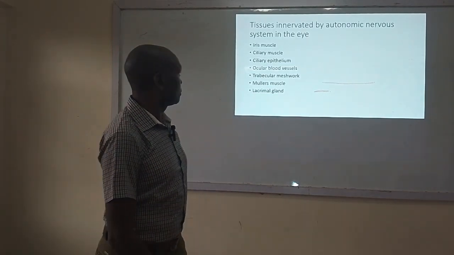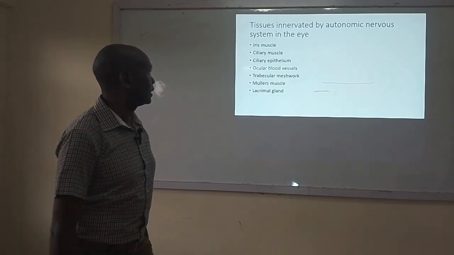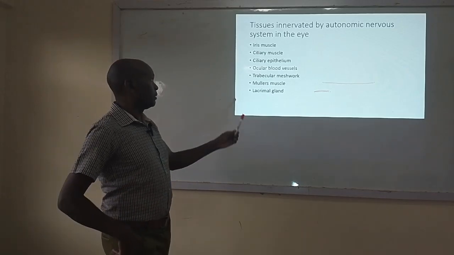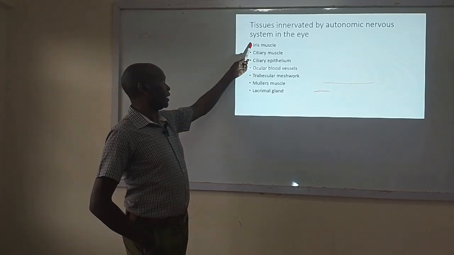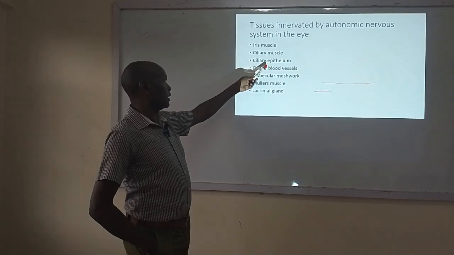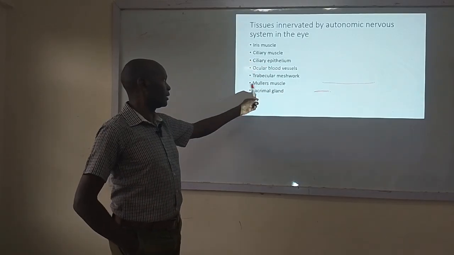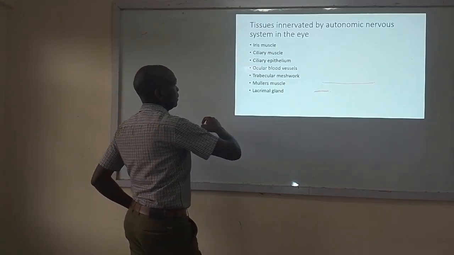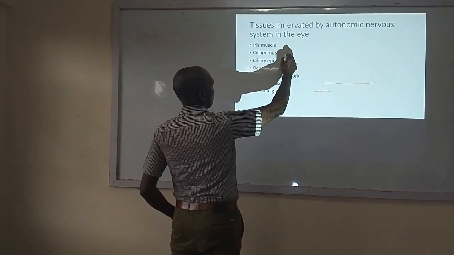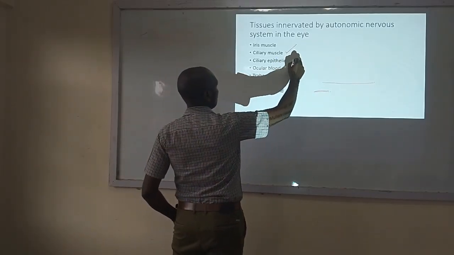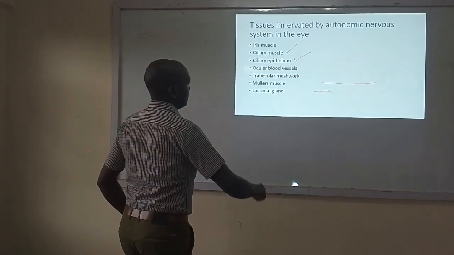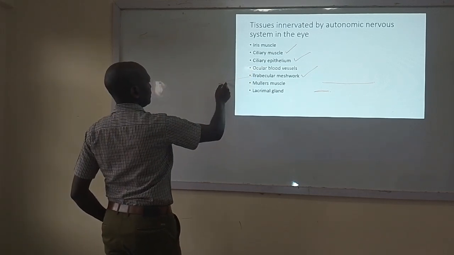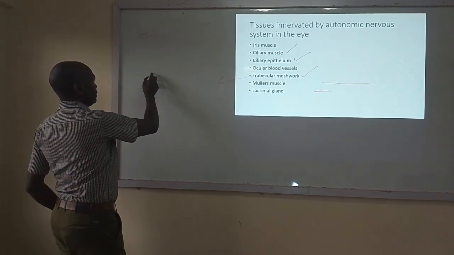This is just the issue to mention about the autonomic nervous system in the eye. These are some of the tissues that are supplied by the autonomic nervous system: the iris, the ciliary muscles, ciliary epithelium, trabecular meshwork, and Müller's muscle and lacrimal gland. So in terms of production of our aqueous humor, there is an issue here, and then this one is also a concern, and then this one is a concern as well. For example, this one here is supplied by the sympathetic division.